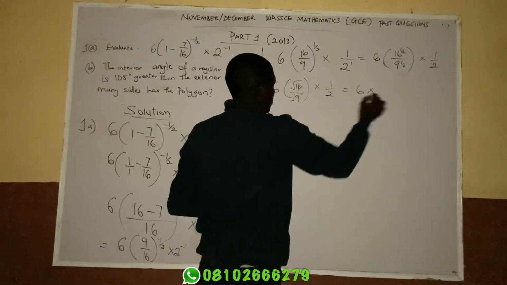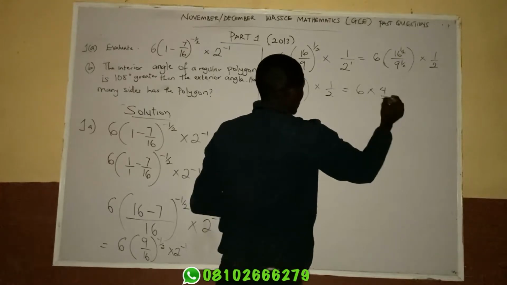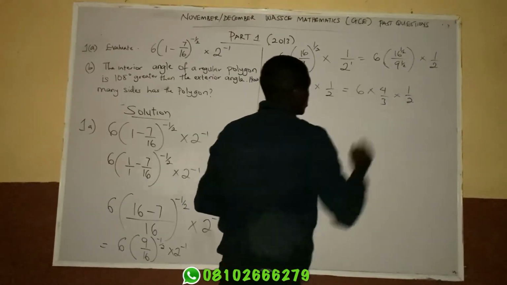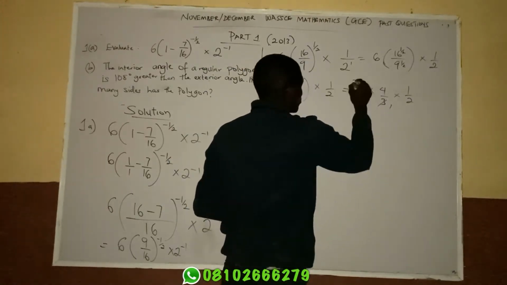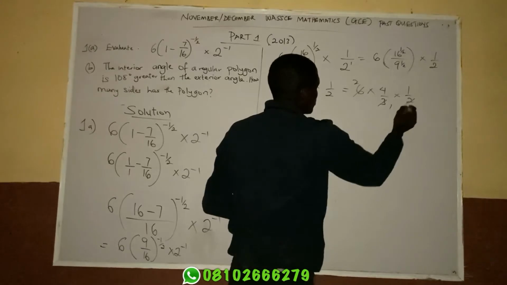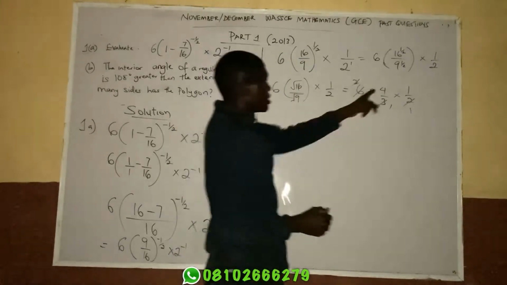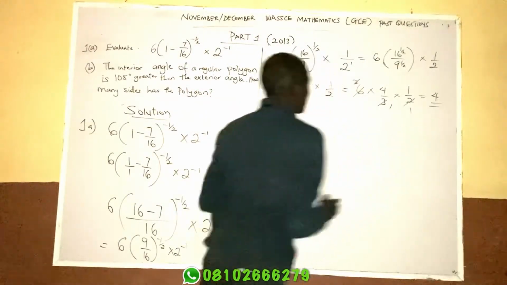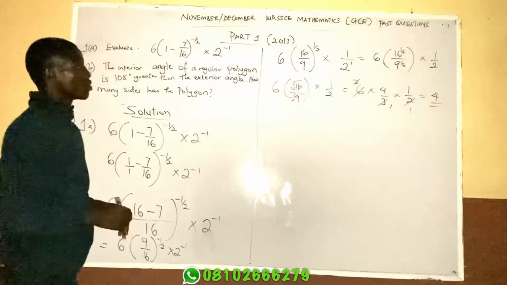Which is equal to 6 multiplied by root 16, which is 4, all over 3. So 4 over 3 times 1 all over 2. How many 3s can we see here? 1, 3 here, 2, 2 here, 1, 2 here. Cancel 2. So the answer we have here is equal to 4. Meaning that the whole problem here is equal to 4. So that's the first question.